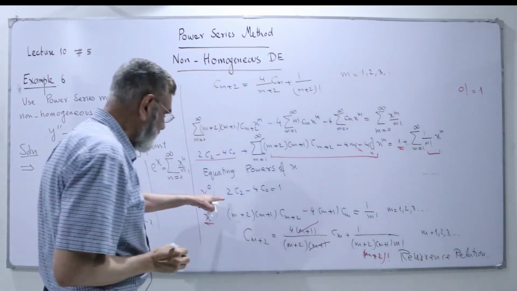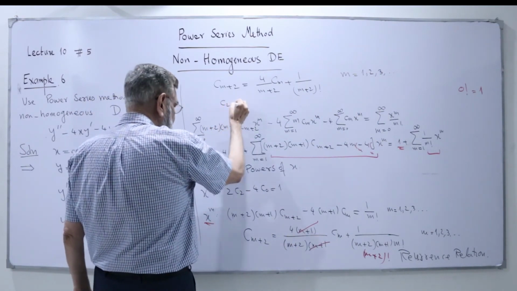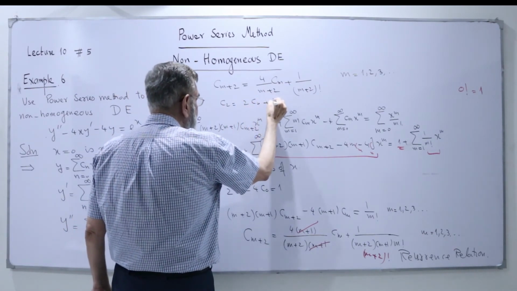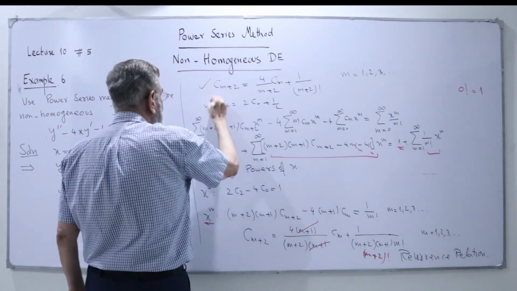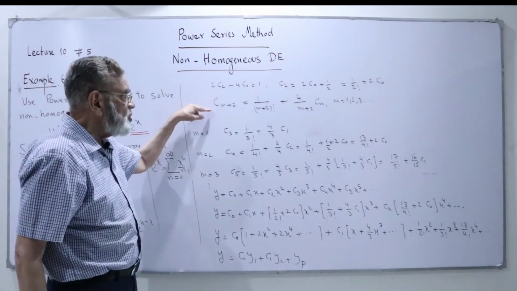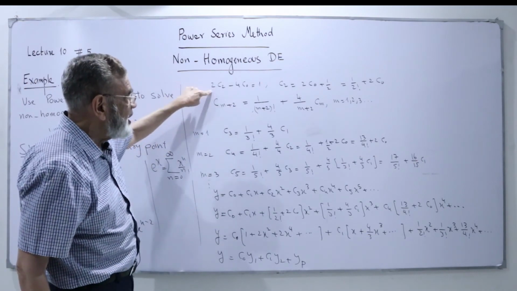So we can see the value of c2 is equal to 2c0 plus 1 by 2. So these are the two equations. We use them to get the values of the c's and substitute in the differential equation. We just substitute the values of m in this one and we get the values of c3, c4, c5.